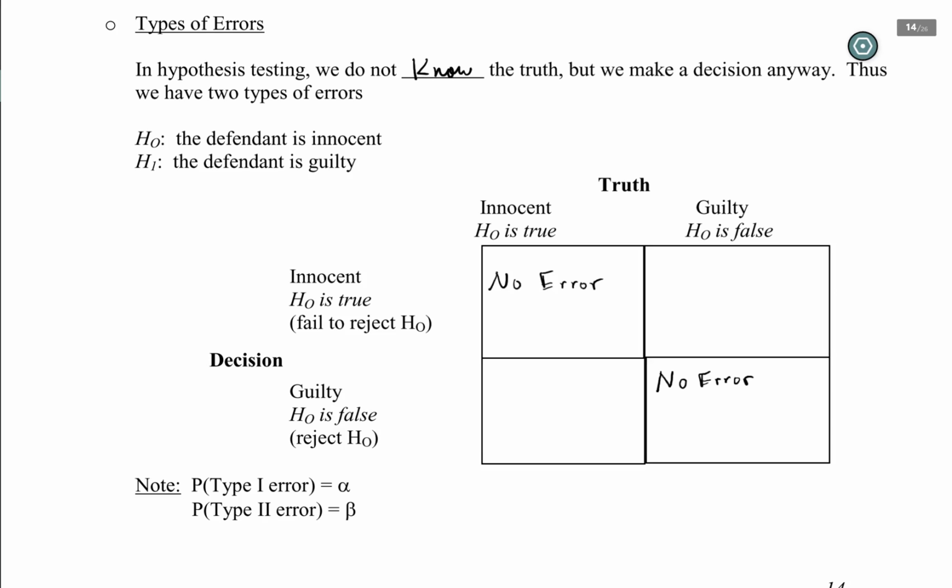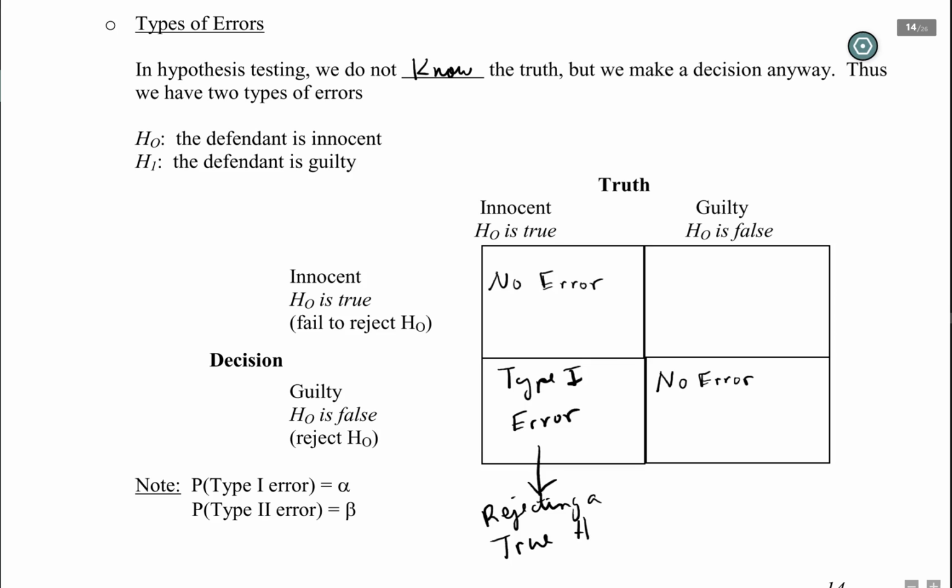On the other hand, in the 1-2 entry here, actually let's go with the 2-1 entry in the lower left hand part of the box. If H naught is true, but you decide to reject H naught, then you have rejected a true null hypothesis. And in doing so, you have made a type 1 error. Okay. Statisticians call this a type 1 error. That is rejecting a true null hypothesis. If it's true, you don't want to reject it, so you made an error.